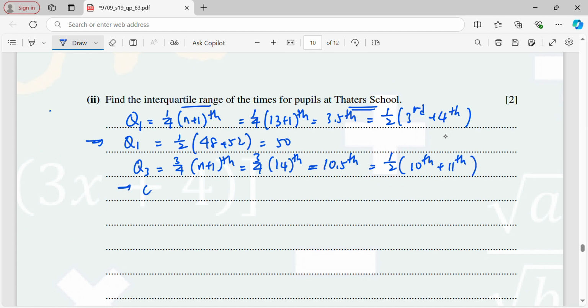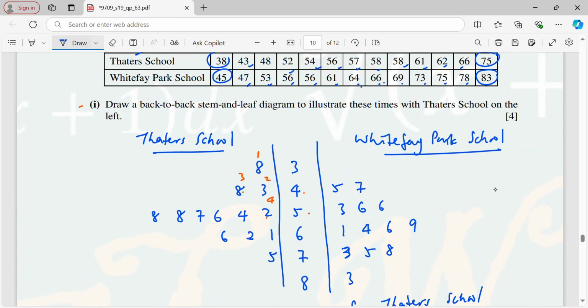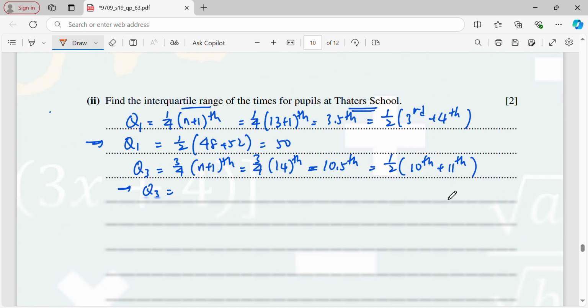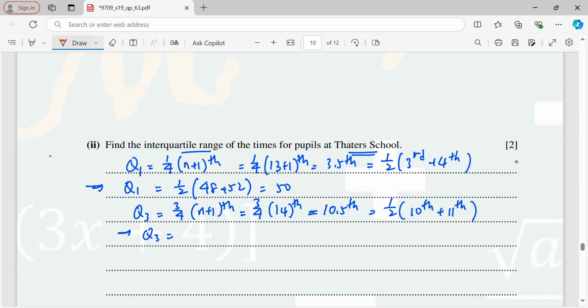So now for my Q3, okay, just label first. This is number 5, 6, 7, 8, 9, 10, 11. So the 10th plus 11th, that means it will be 61 plus 62. So half of 61 plus 62, that is going to be 61.5.